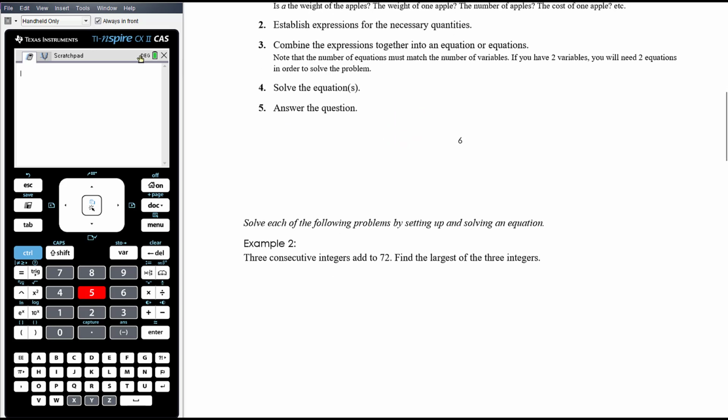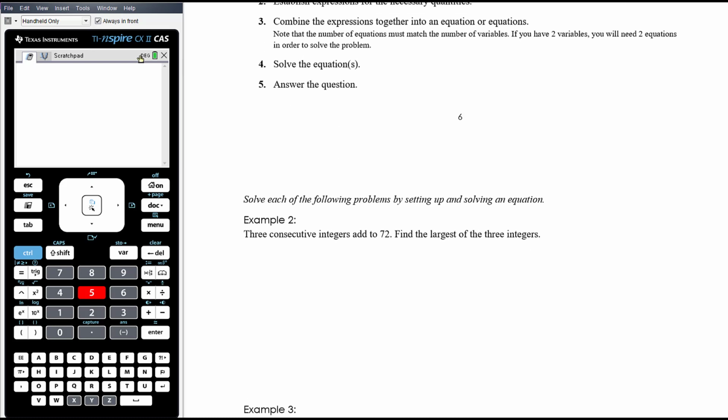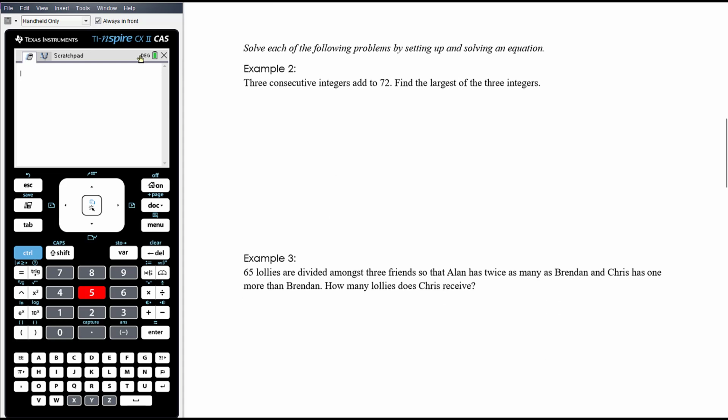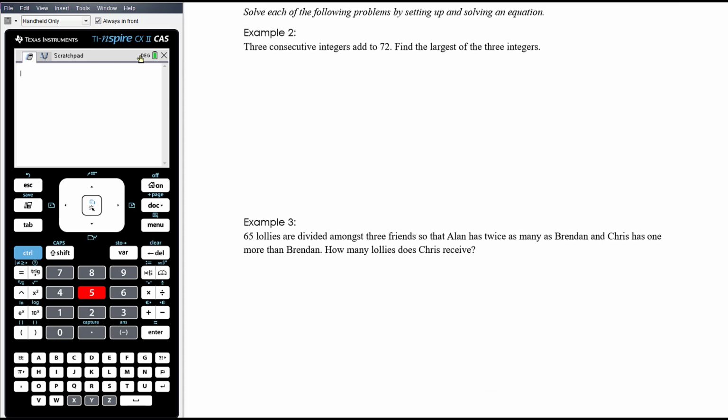Alright, or you may have ended up, your equation may have given you the number of apples, but the question's actually asking you for the number of oranges. Or the question might ask you for both the number of apples and the number of oranges. Make sure that you've answered the question. Okay, solve each of the following problems by setting up and solving an equation or equations, I should say.